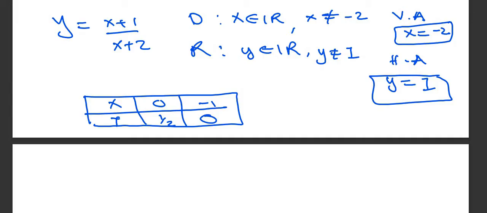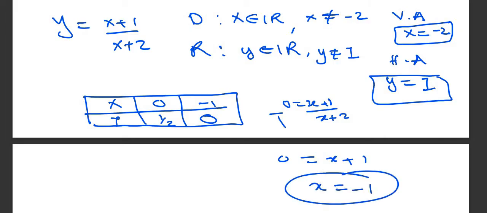If we put 0 on y and solve, 0 is equal to x plus 1 over x plus 2. Cross multiply, this will just be 0 is equal to x plus 1. Take the 1 to this side, that's where the -1 is coming from.